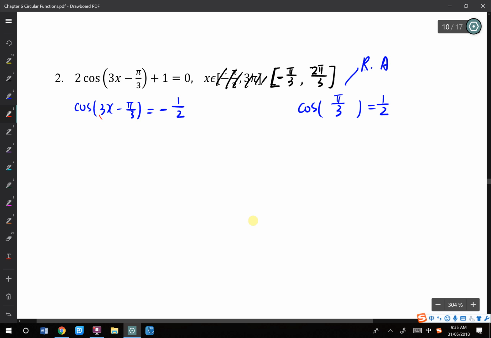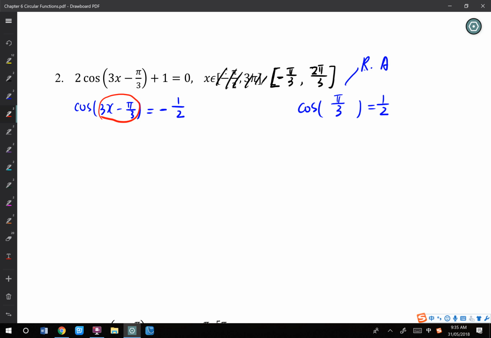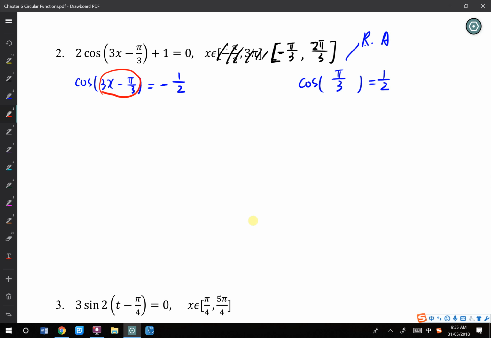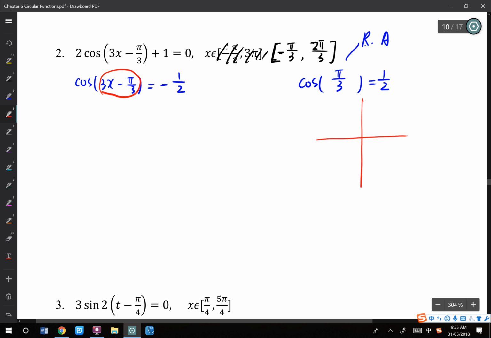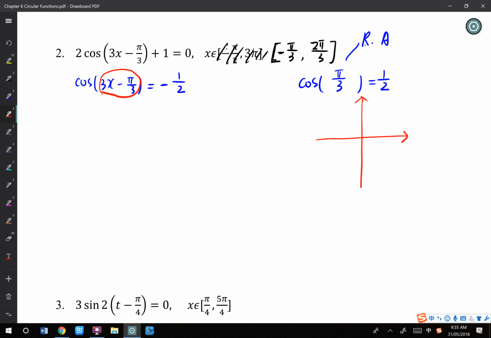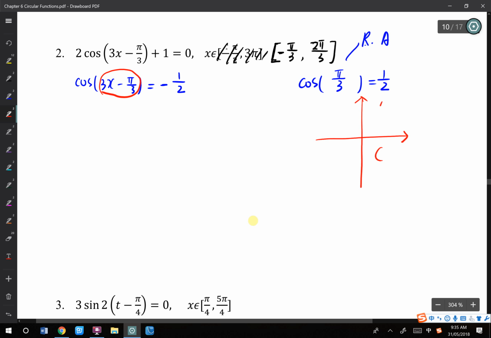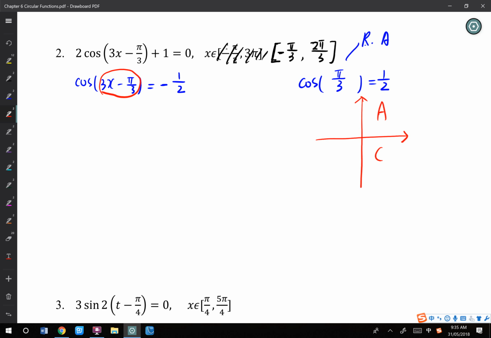Okay, I'm interested in what this angle must be. Cosine what can give you negative a half? That's what I want to think about. So for cosine x, which two quadrants give you cosine negative? The angle must be in which two quadrants? 2 and 3. Okay, 2 and 3. C is here, A is here. The other two quadrants give you cosine negative.